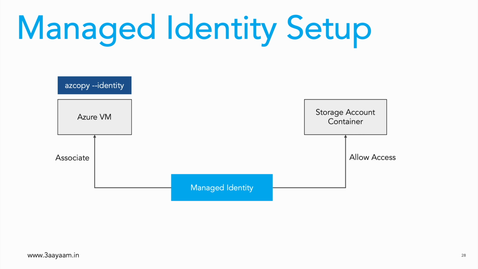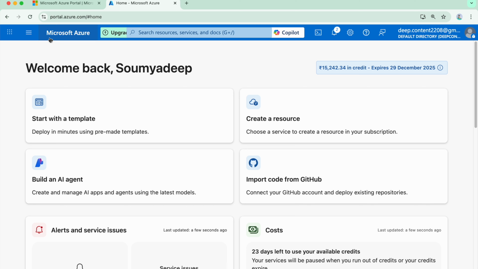If you are using applications, if you are writing code using Python, .NET, Java, etc., there are SDKs available which can be used by the application to associate or assume the managed identity. Only then would the application be able to communicate with the other service. In this case, it is the storage account. Now let's do that one by one.